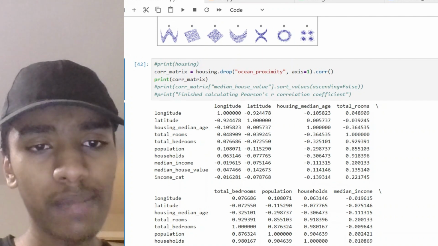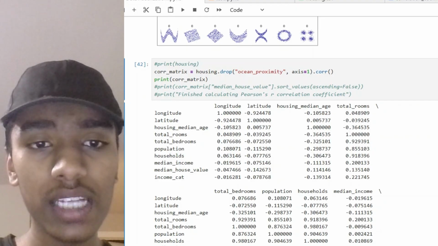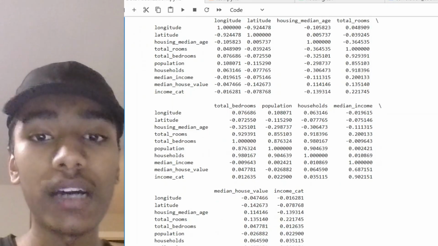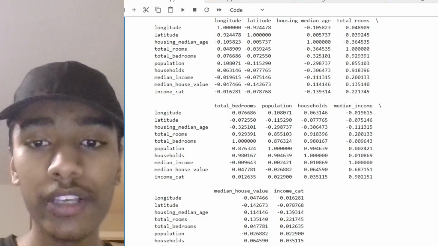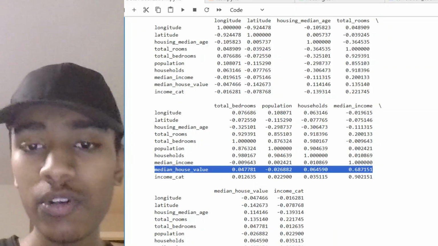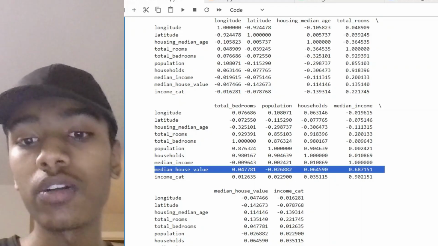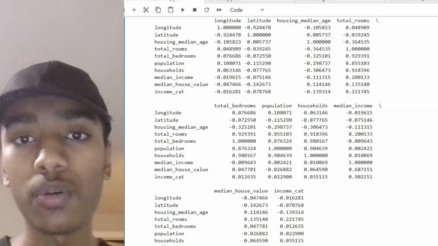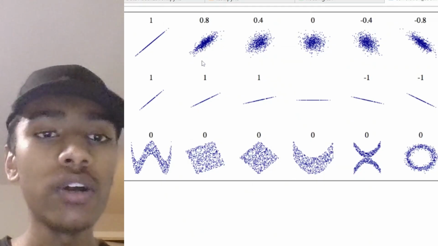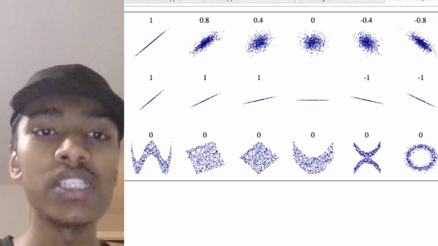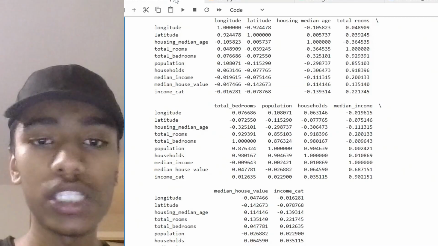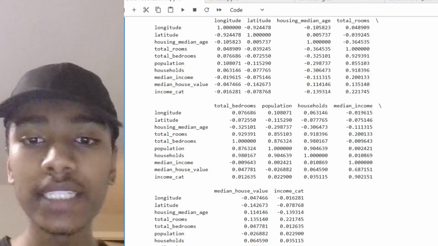Let's move away from longitude and housing median age. Let's take a look at median income and compare it to our median house value. So median income and median house value. When we map that and take a look at it, we get a 0.7 correlation. So basically there's a 70% correlation. That's a pretty good correlation, right? It's near 0.8, so that's a fairly stable correlation there. So 0.7 is a good correlation.